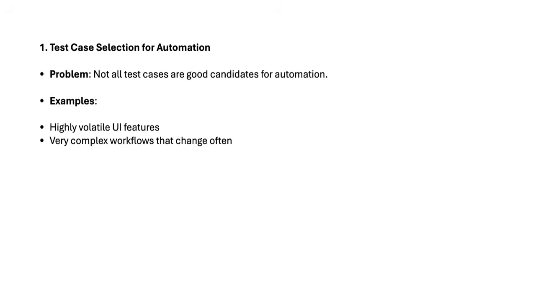For example, highly volatile UI features or some complex workflows that change often. Such test cases are difficult to even touch, right? So in that case, we have to refrain from automating such test cases. The impact here is a waste of automation effort. Maintenance is a nightmare because it is not possible when you have test cases which are complex, correct? Which doesn't suit automation. It could not be an automation candidate. So we have to choose very cleverly.